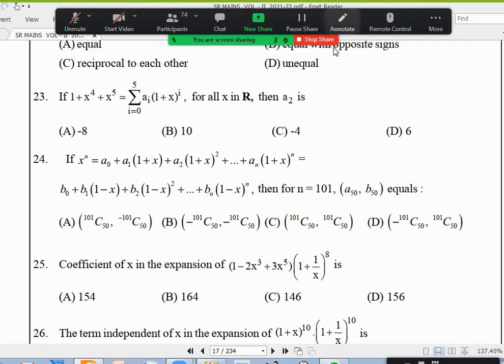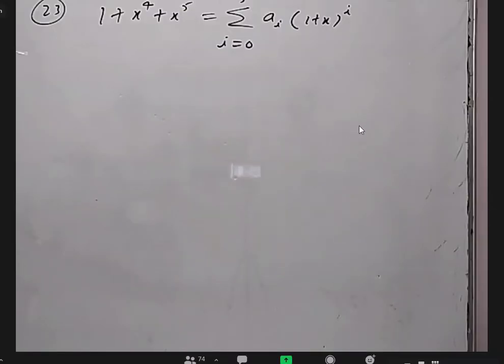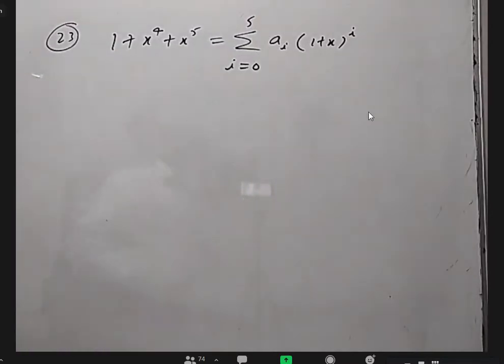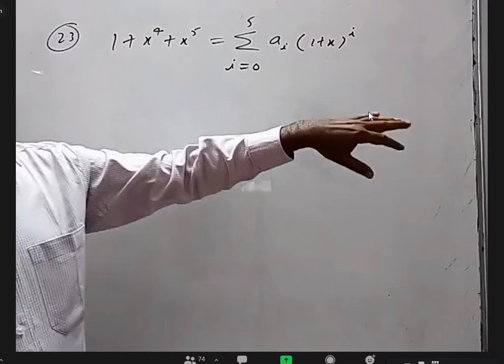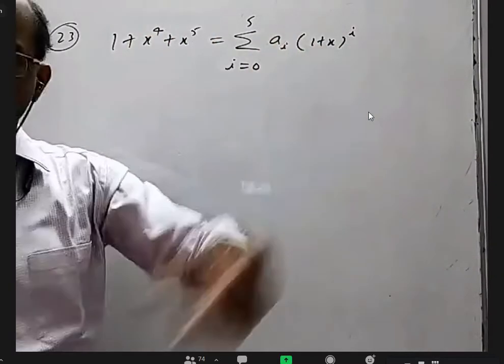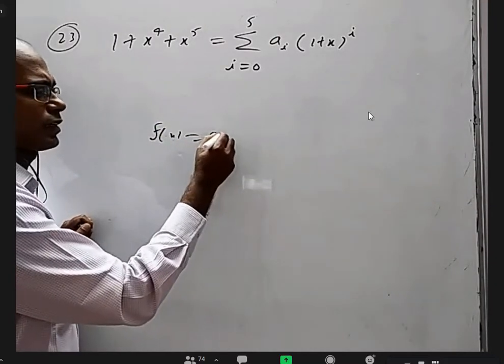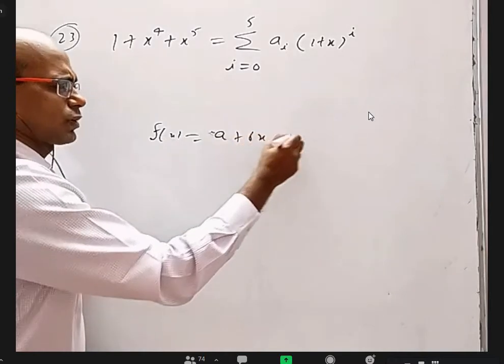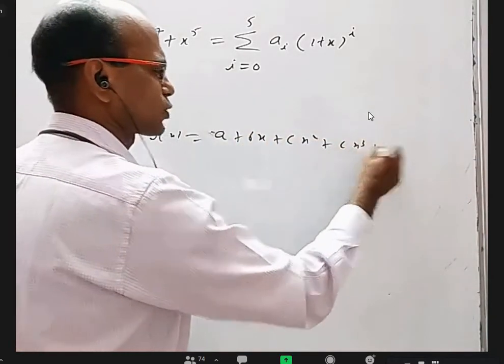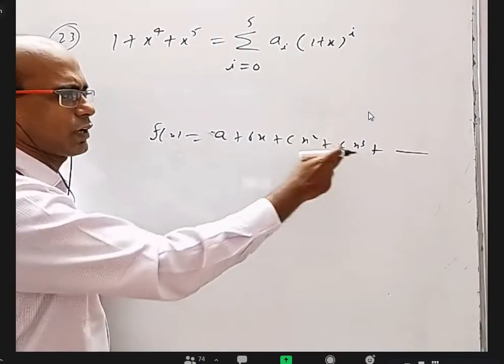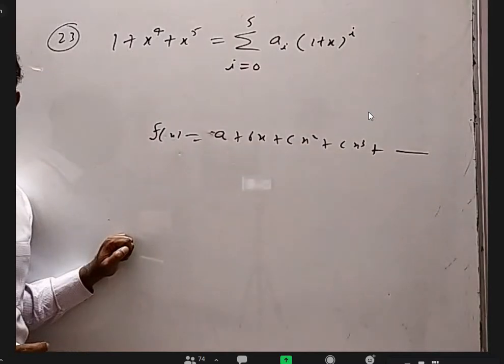Okay, they want a2, not the x square coefficient, sorry. The question is, what is a2? That means you are expressing this in terms of 1 plus x. If you remember the Taylor expansion, you have f of x equal to some constant, something into x, something into x square, and something into x cube, and so on. We call these f of 0, f dash 0, f double dash 0 by 2 factorial, f triple dash 0 by 3 factorial. Am I correct or not?